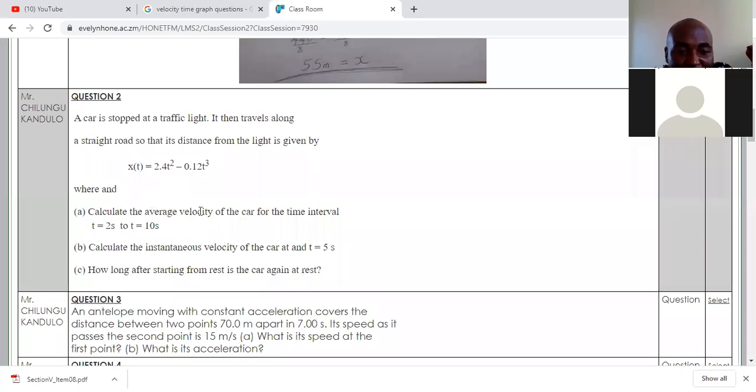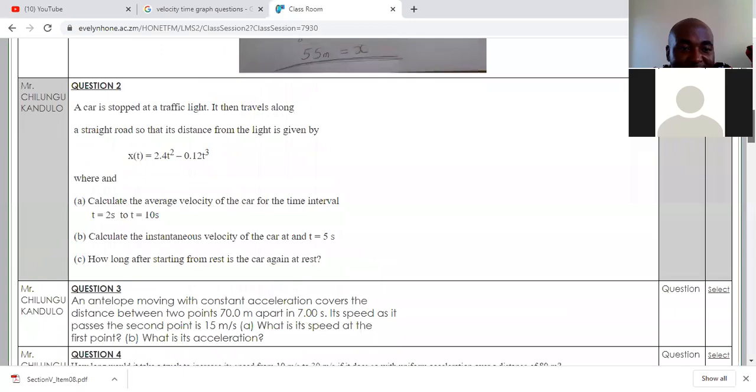So, a: calculate the average velocity of the car for the time interval t equals 2 seconds to t equals 10 seconds. 8 marks, very involving. b: calculate the instantaneous velocity of the car at time t equals 5 seconds. 5 marks. c: how long after starting from rest is the car again at rest? 4 marks. So total marks 17.